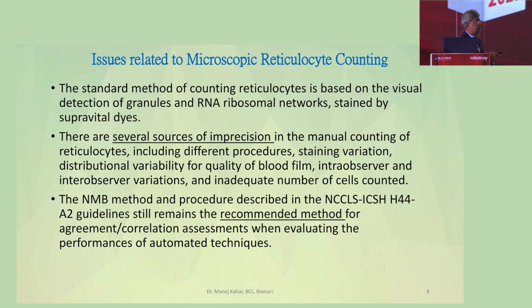This is the reason why we have shifted to automated reticulocyte counts. Most of the manufacturers now, in high-end instruments, offer us the automated reticulocyte count, and the reason for this is the source of imprecision. The new methylene blue method and procedure described in the NCCLS ICSH H44-A2 guidelines still remains the recommended method for agreement and correlation assessments when evaluating the performance of automated techniques. So even though we have moved to automated techniques, the manual method is still considered the method of choice when we want to compare the results.